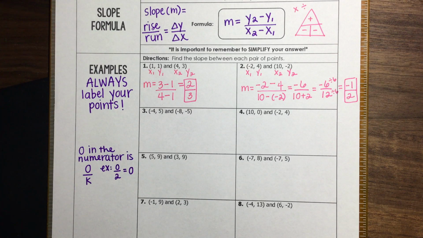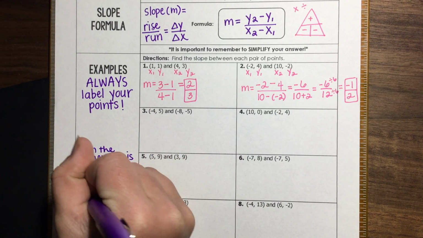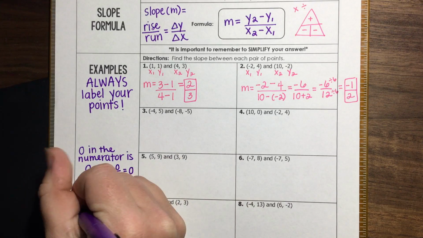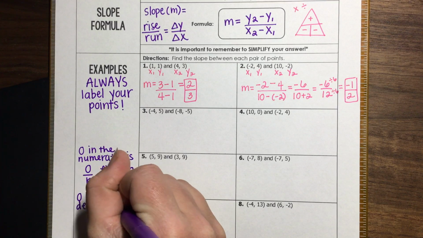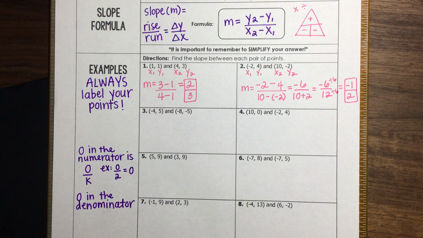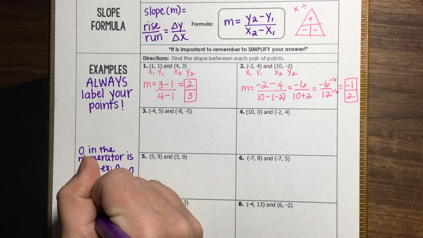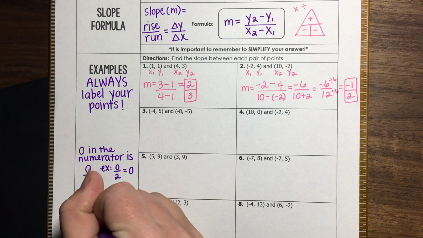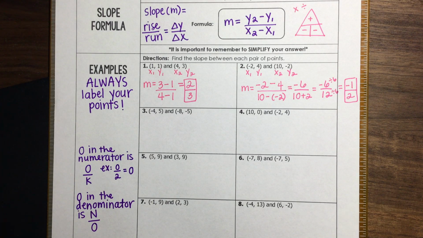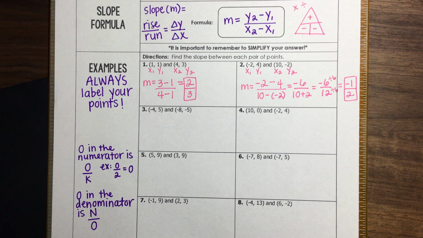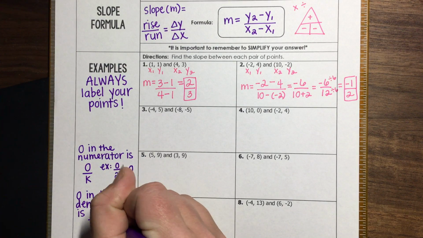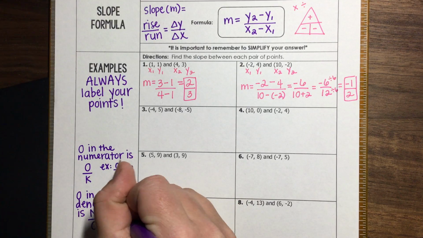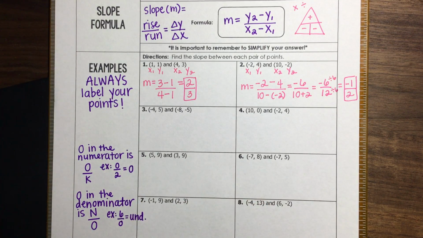I'm going to move up a little bit more. Zero in the denominator is no. So, for example, if I have 6 divided by 0, that is actually going to be undefined. I cannot have something divided by 0.